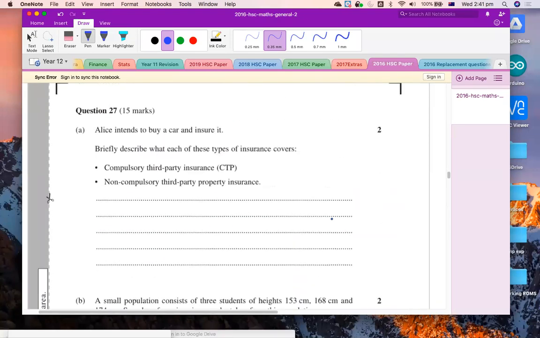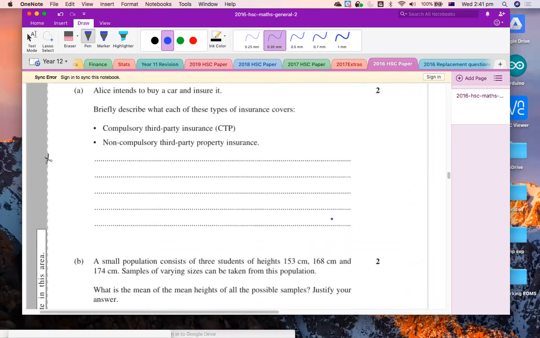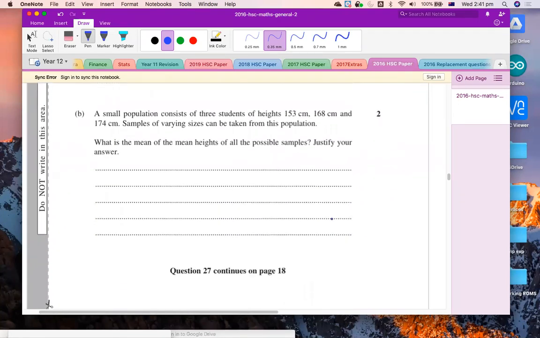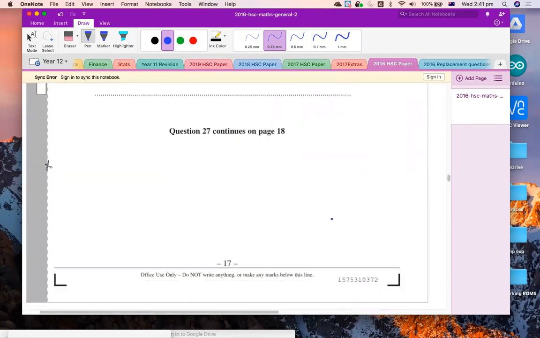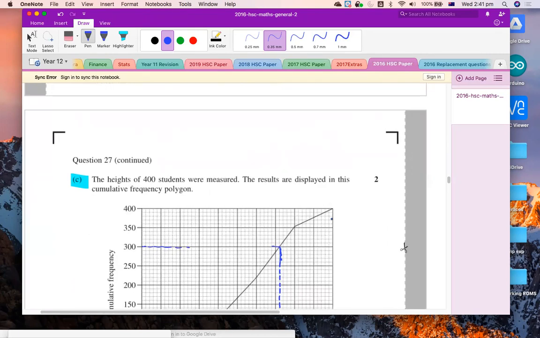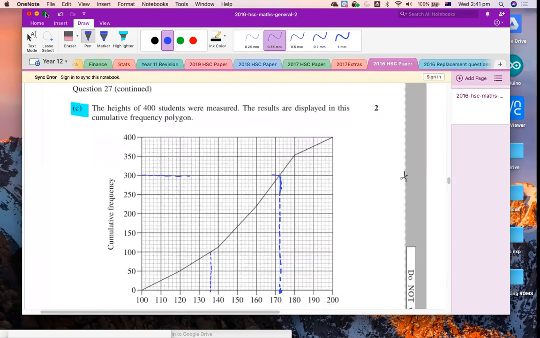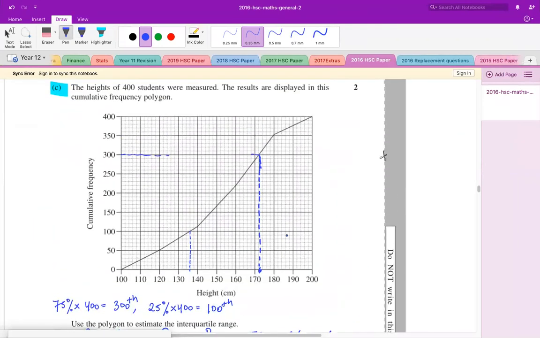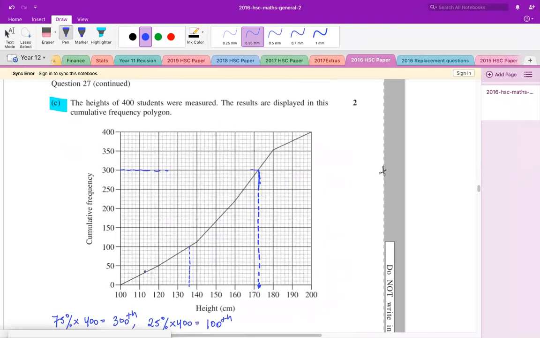Starting at 27, I highlighted a few, as usual, I highlighted a few questions that you guys asked about, but if there are any questions you want to talk about that I haven't highlighted, then you just let me know. Okay, so what do we have here? This is a cumulative polygon, right, first of all.